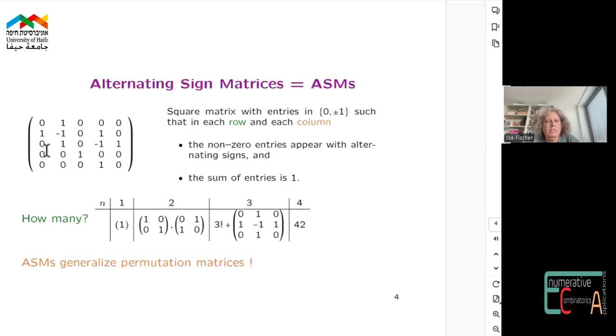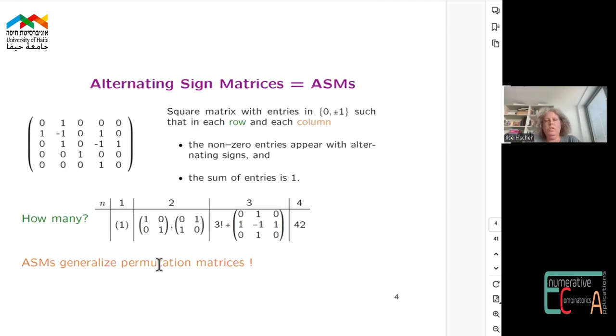So for instance, look at the third row. If you disregard the zeros, then you see ones and -1s alternate, and also the entries sum to 1. So that's the definition of an alternating sign matrix. So here I've displayed the first few examples. So one important observation is that every permutation matrix is an alternating sign matrix because it fulfills this requirement. It simply has no -1, so that there's not much to alternate. So you have in each row and column a 1.